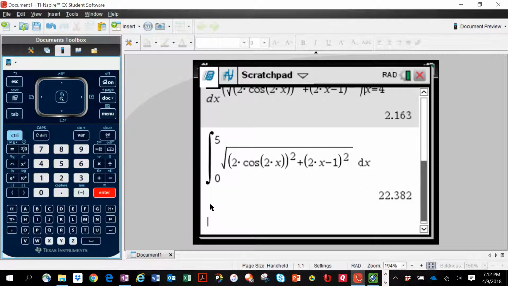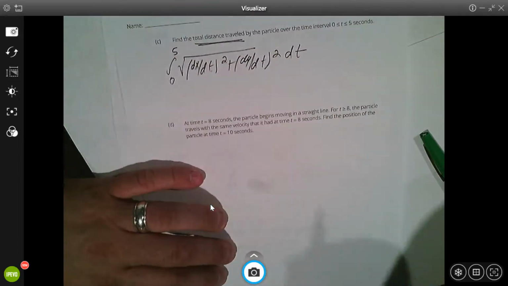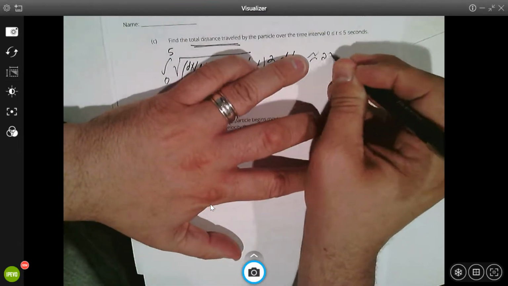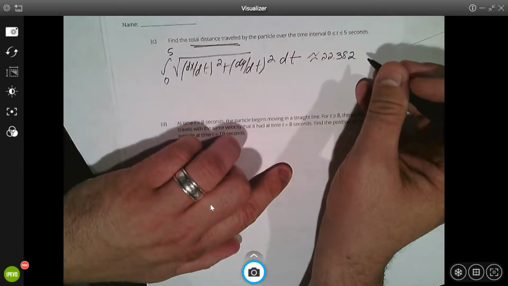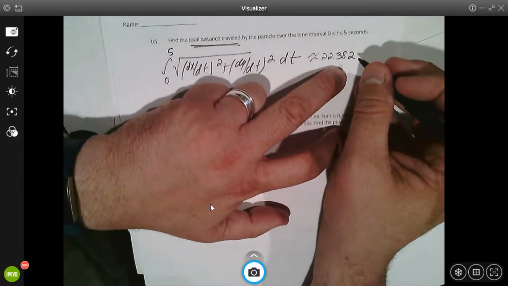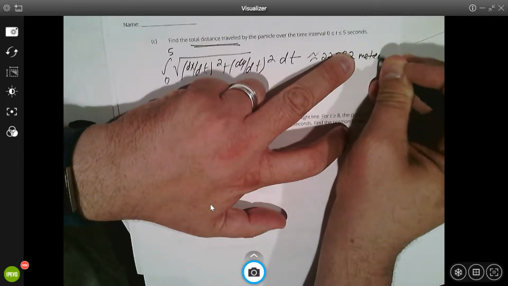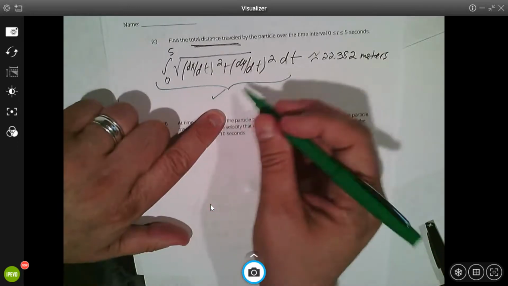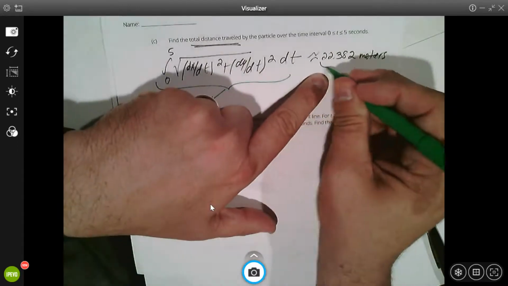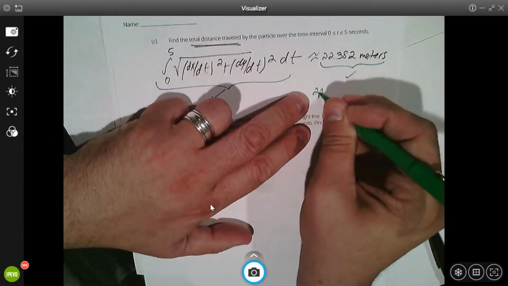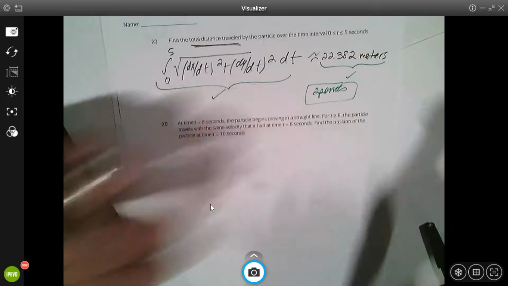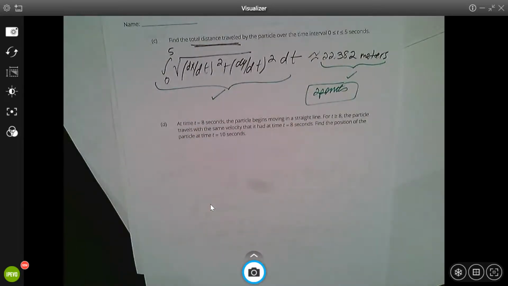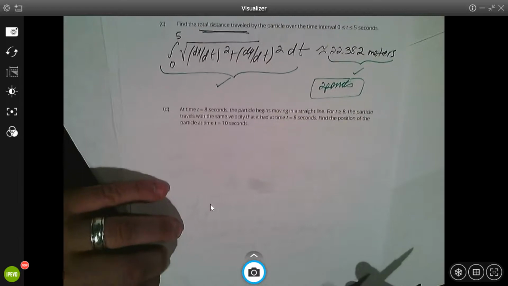And I'm getting 22.382, which agrees with the rubric. So this integral expression has a value of 22.382, and if you want to include units, feel free. The units are going to be meters. College Board is awarding 1 point for knowing the total distance traveled expression and 1 point for coming up with the correct numerical value for a grand total of 2 points. Not too bad.